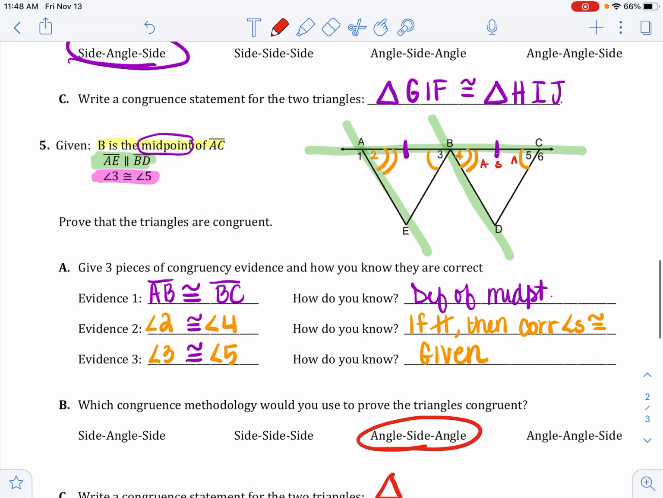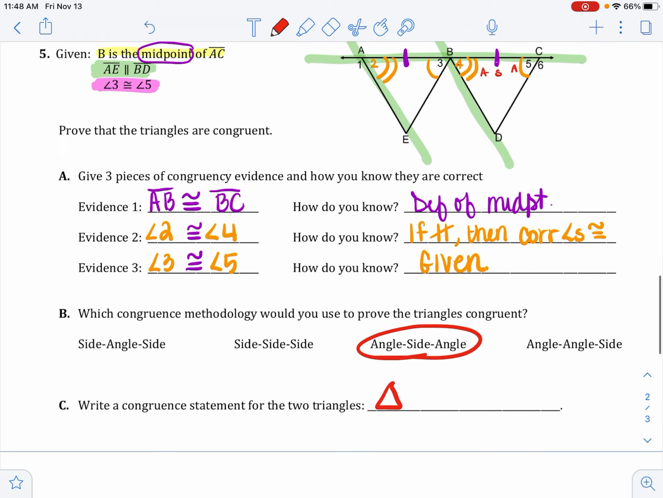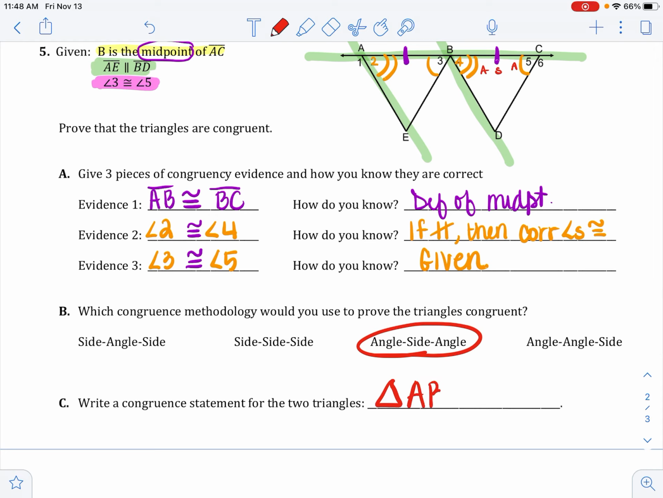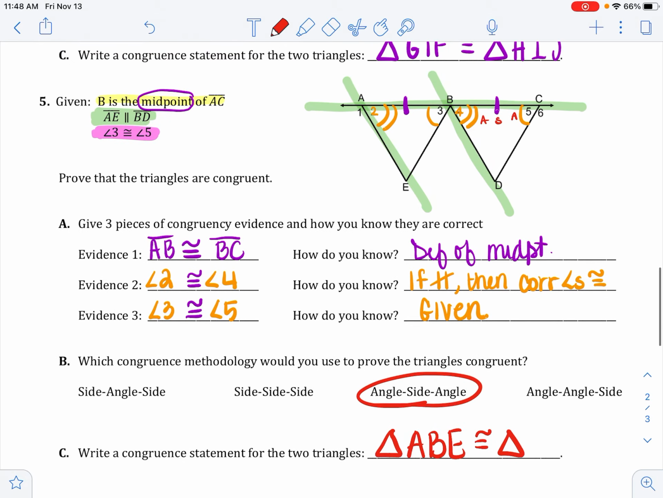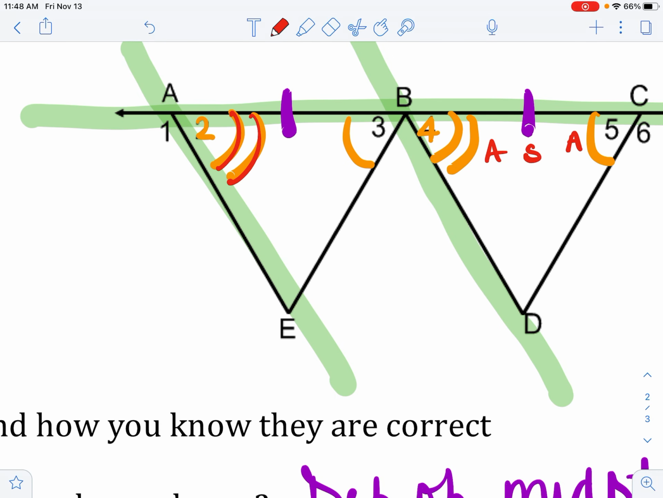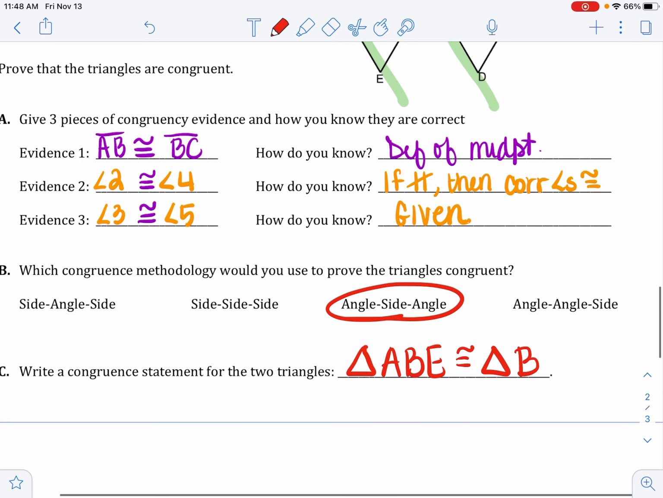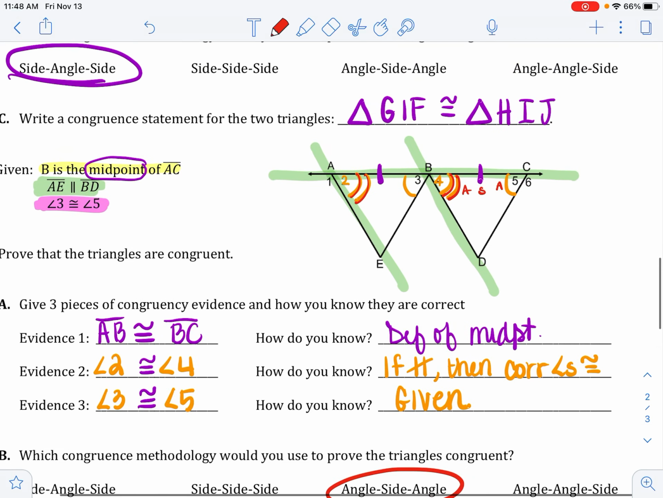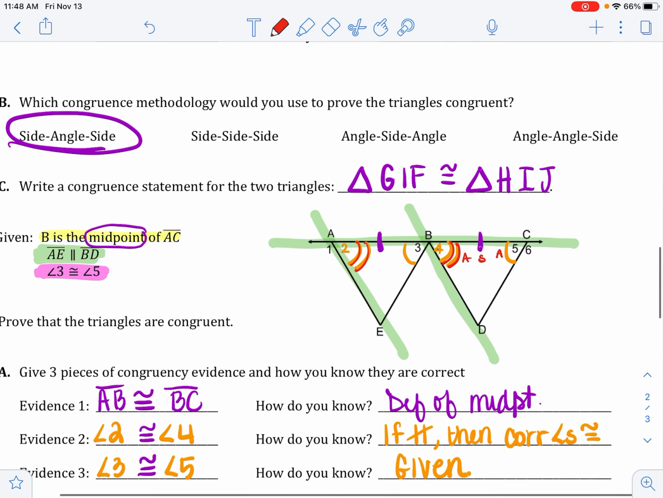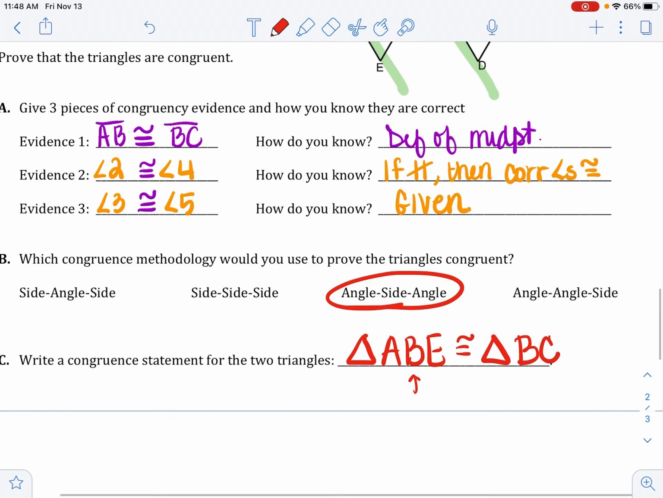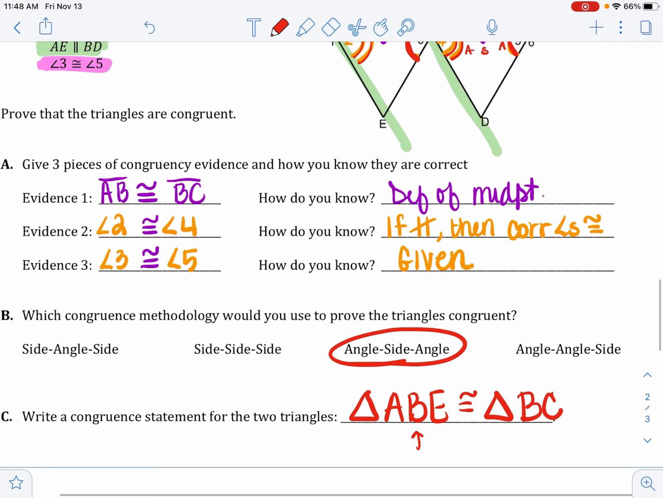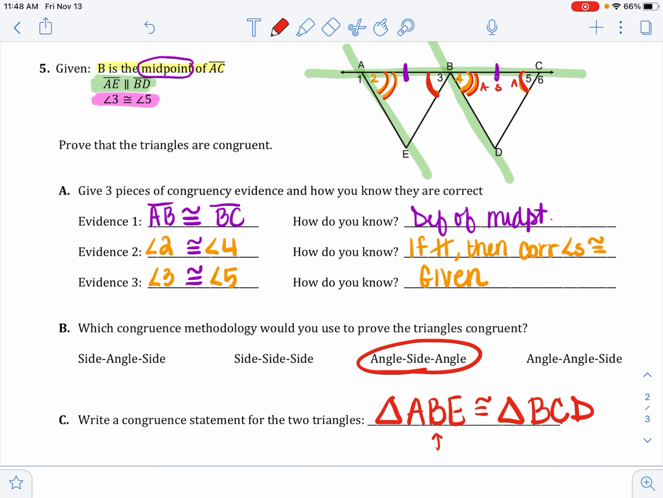Okay, congruency statement for my triangles. Triangle. I'll call this first triangle ABE, A-B-E, is congruent to triangle. All right, so I started with A, which has a double tick mark. So that means I have to start with this one, which has a double tick mark. So in that triangle, that's B. Then I went to B in the first triangle. B has one tick mark. So that's going to match up with C. And then my last one, E, matches up with D.